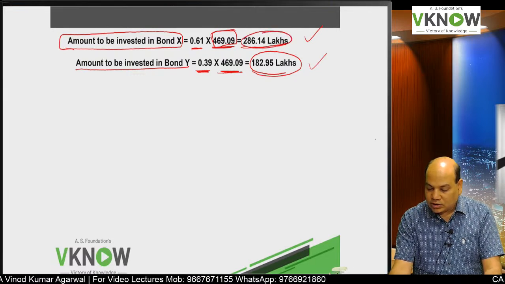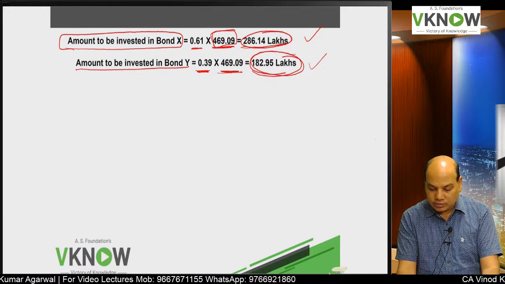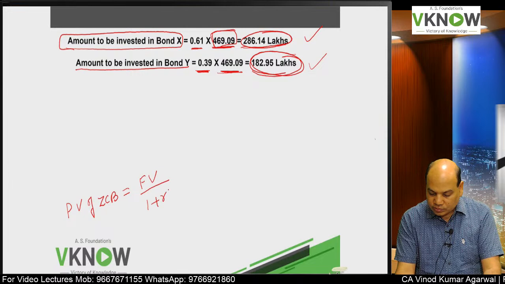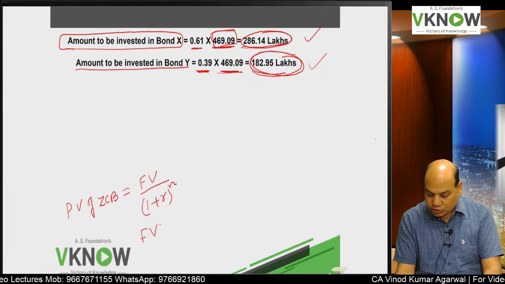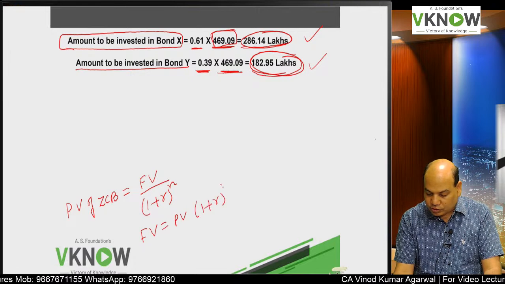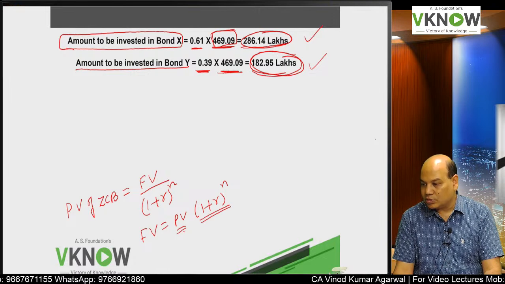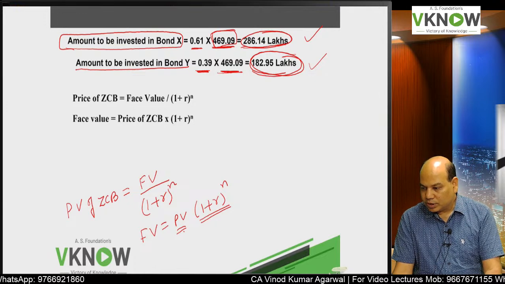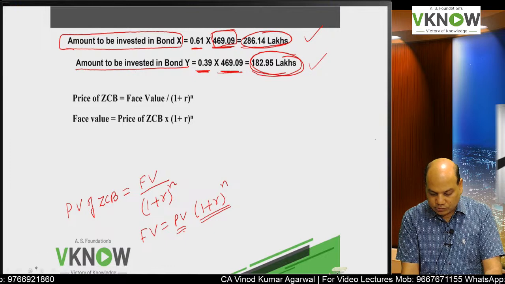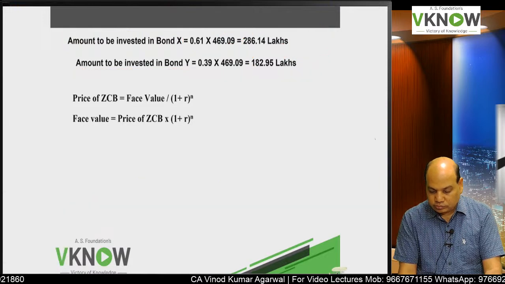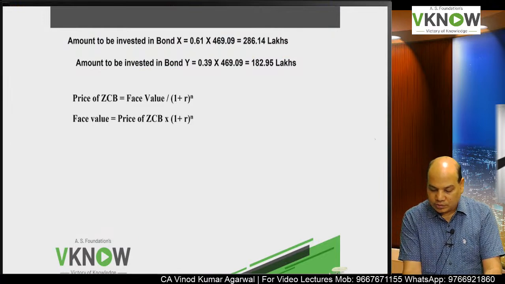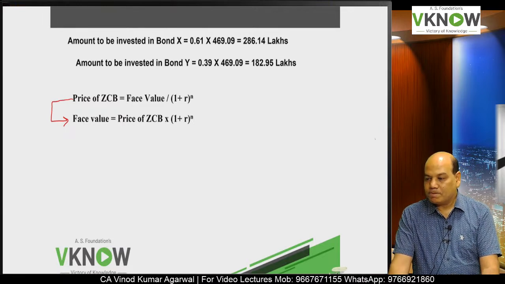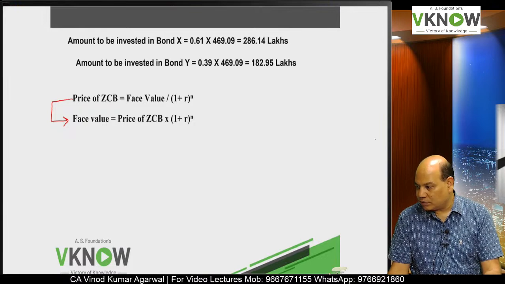This amount reflects the present value of the face value. All of you have studied: PV of a zero coupon bond is face value divided by 1 plus r to the power n. So my next question is, what is face value? So face value of the zero coupon bond will be present value into 1 plus r to the power n. So write down below: price of ZCB equal to face value upon 1 plus r to the power 1. Therefore, we can write like this: face value is equal to price of ZCB into 1 plus r to the power n.